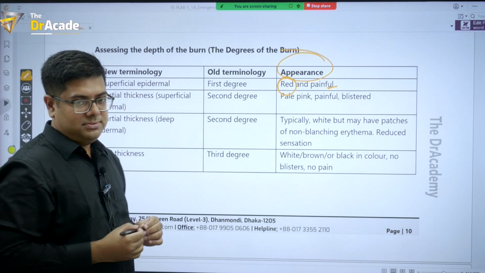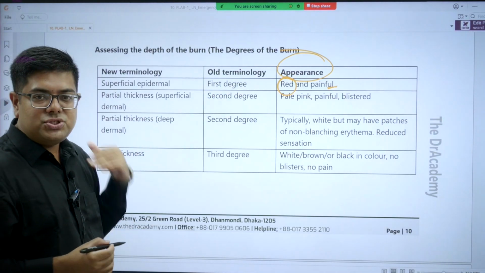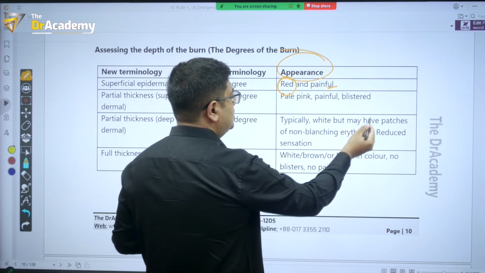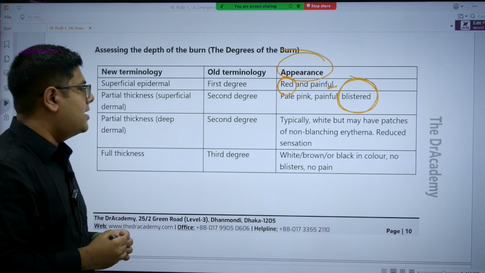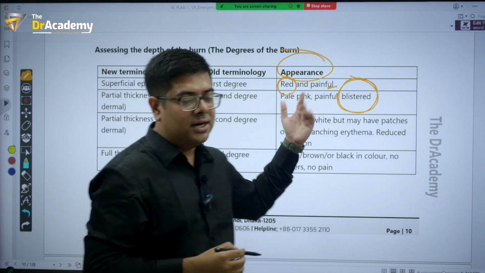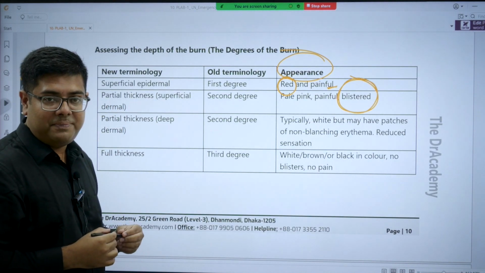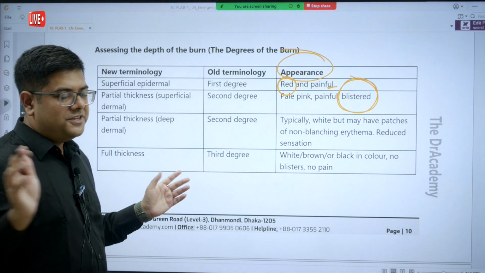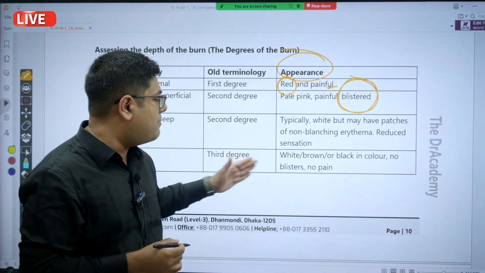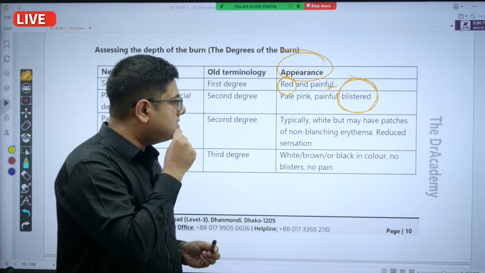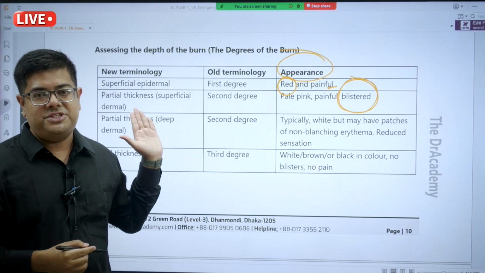Now, superficial dermal. Category 2, our second degree burn, superficial dermal. How do you know this is superficial dermal? This is your keyword, blister. Whenever you find this word blister, you will be sure that this is a superficial dermal burn. Blister means superficial dermal. I'm just highlighting the keywords so that you don't need to memorize everything. You will just see this in the question and your memory should click that this is superficial dermal.